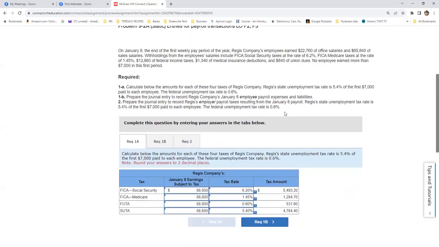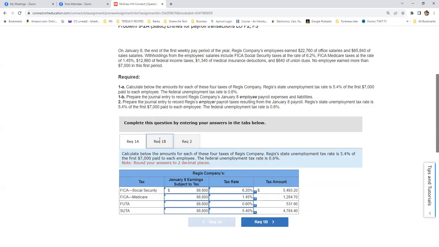So in the first one, we're going to calculate below the amounts for each of the 4 taxes of Regis Company. So here, as we can see, it's the 2 salaries combined, sales and office, and that comes to $88,600, and that's going to be the same amount subject to tax for all 4 of these. You can see the rates are plugged in here. You multiply the rate times the total amount of earnings, and you get your tax amount.